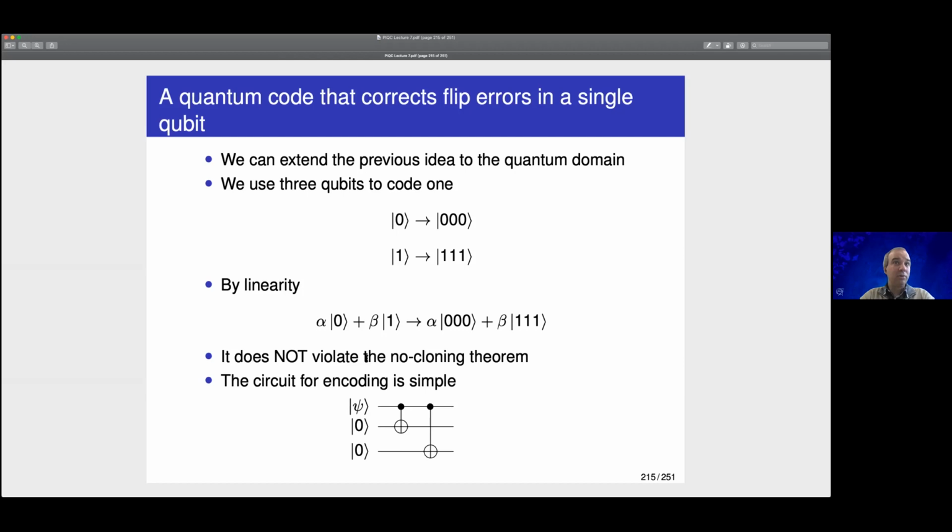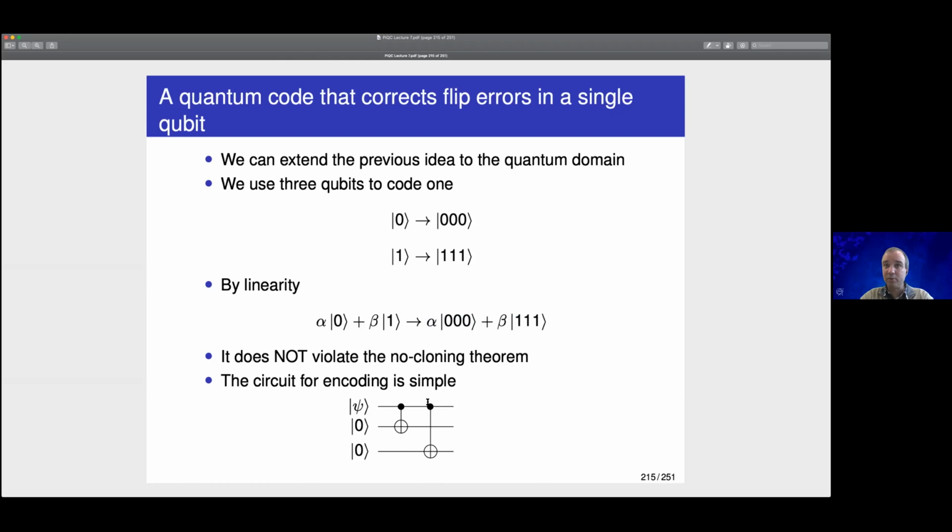Okay, and notice that this does not violate the no cloning theorem, because we are not doing 3 independent copies of the state of this qubit, which would be impossible, but we are using, for instance, this circuit here to create entanglement. Okay, so we are not using independent copies, but entangled copies. And if you check the different possibilities for the input side here, you will notice that what you obtain is exactly what you need in order to encode the information.